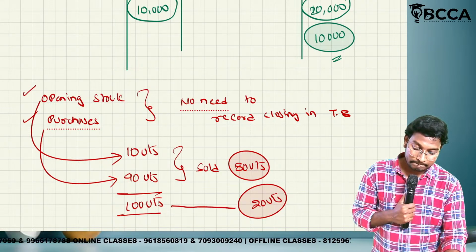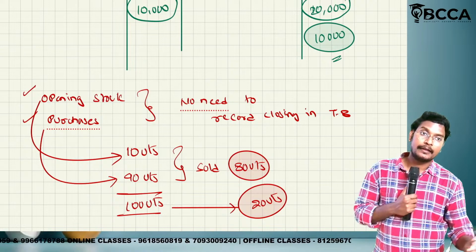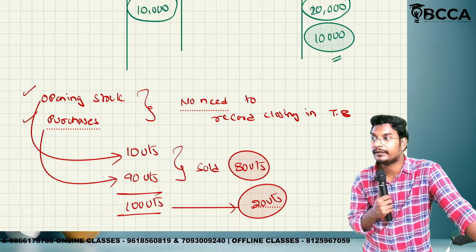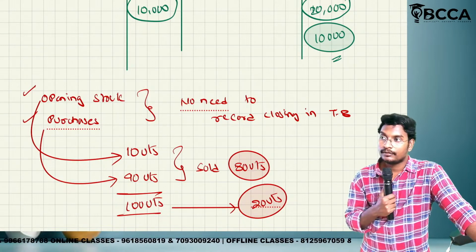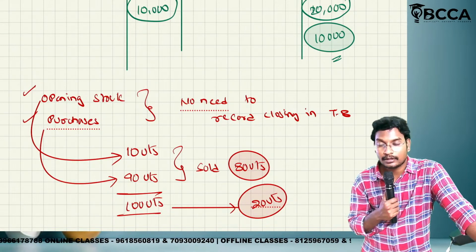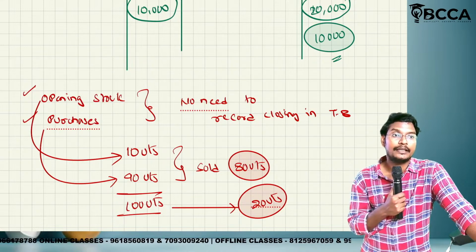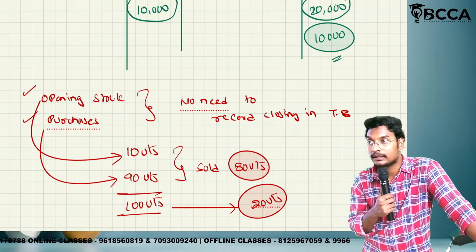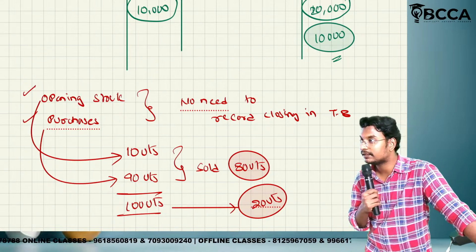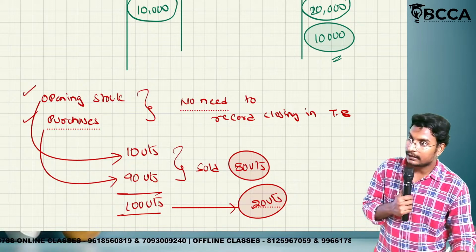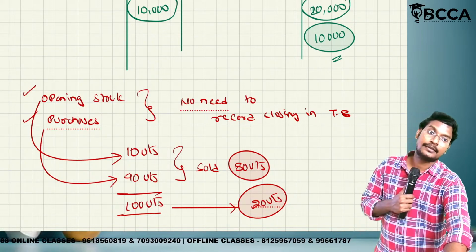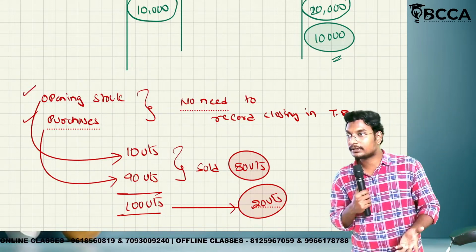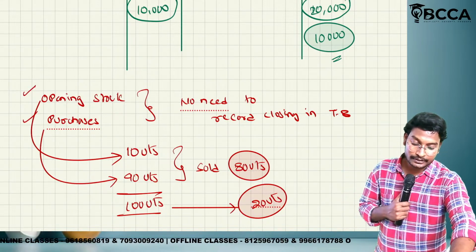These 20 units we have taken from where? We have taken from the opening stock or purchase itself, or outside? We have taken from purchase and opening stock itself. That means we have recorded the opening stock and we have recorded the purchase, means we have indirectly recorded the closing stock. That's why we no need to record the closing stock once again in the books in the trial balance. We have taken the opening stock and the purchase, means we have indirectly taken the closing stock also.